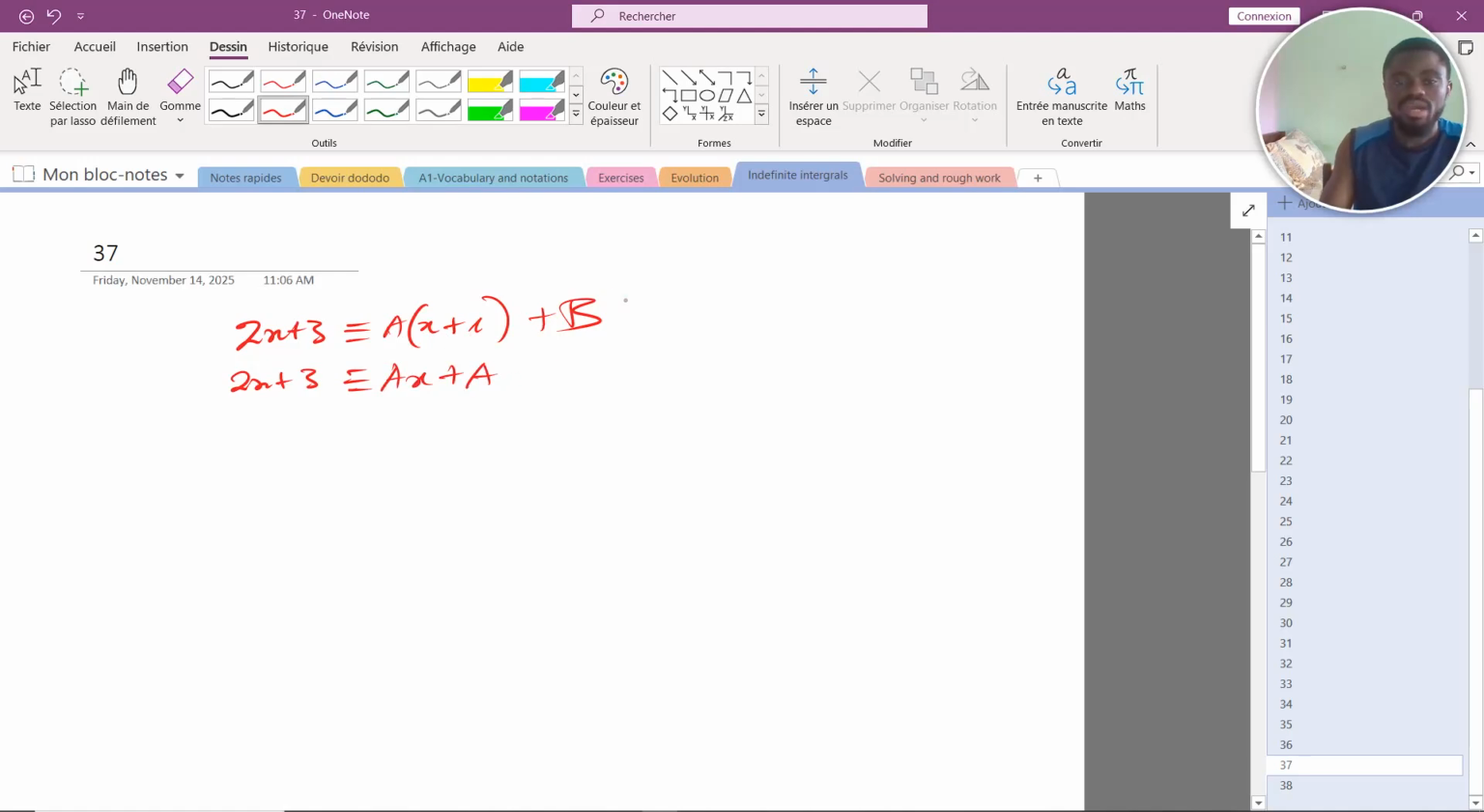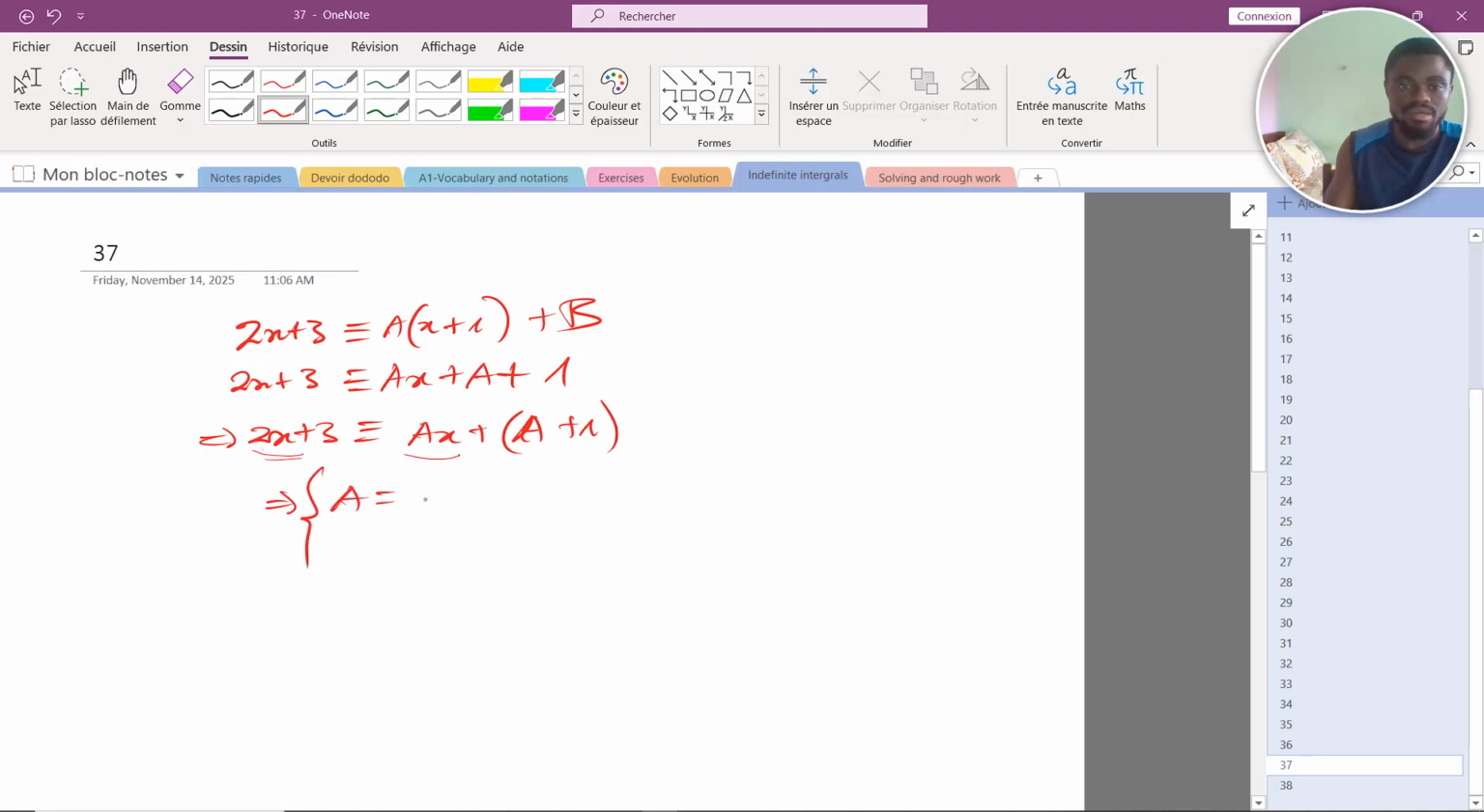Now we had already the answer of b up there, so this will become plus b, and our b was 1. So this implies 2x plus 3 must be identical to ax plus a plus 1. So we then equate like terms. These are terms in x. When I equate this to this, I will have these systems of equations.